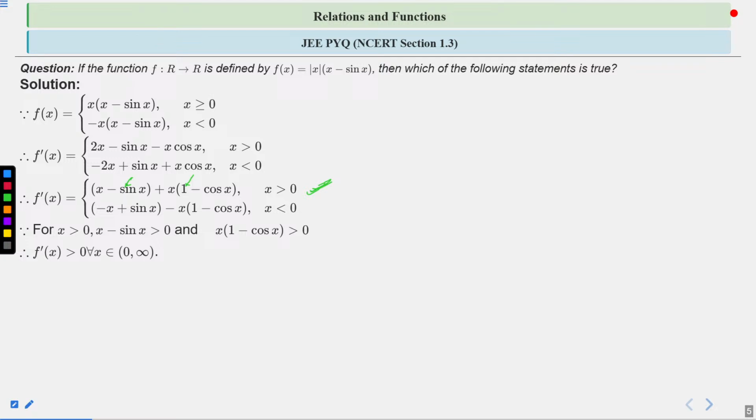Sir, cos x has come when we have differentiated the above function f(x), right? The differentiation of sin x is cos x, right? See, we have not removed equality. You can apply equality either here or here, no problem, right? Clear? So f dash x is greater than 0 for all x belonging to 0 to infinity, right?